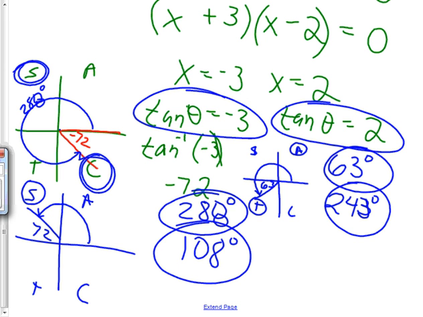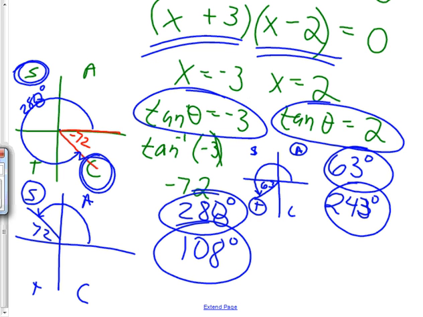There's this side of the equation and then that side of the equation, and they both end up having possible answers. So again, I want to double check, make sure I did that right. Answer key says 288 and 108 and 63 and 243. Yeah, got it. Okay, these are tough, no doubt about it.